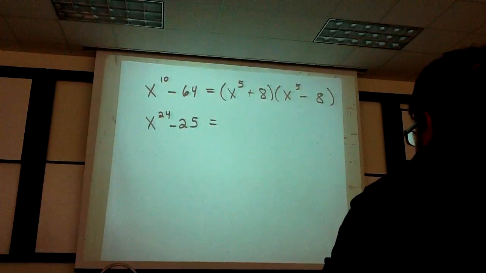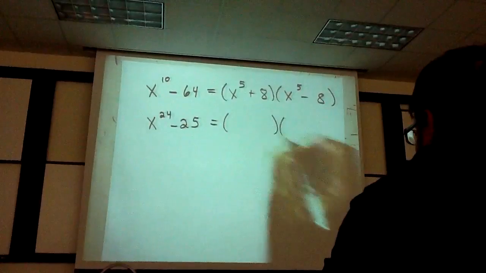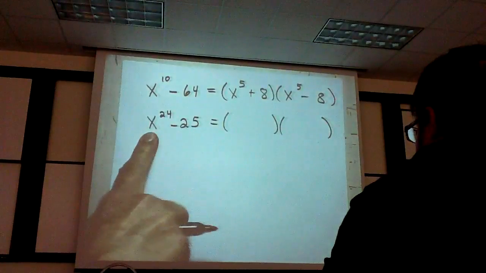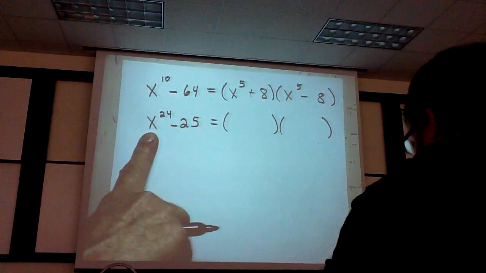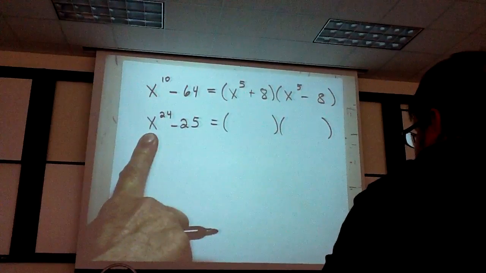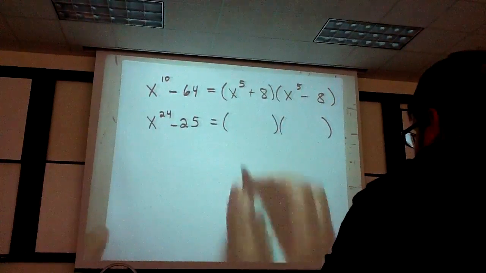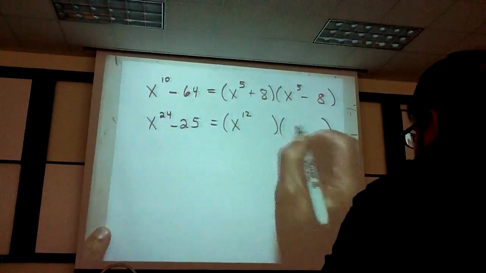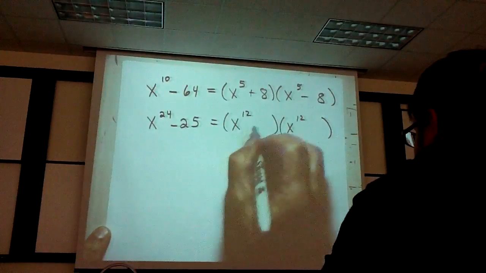Is that the difference of two squares? Yes. I heard more yeses than no's this time. If it's the difference of two squares, then you can tell me what the square root of this is. What is it? X to the 12th. It sure is. X to the 12th times x to the 12th gives me x to the 24th. What in the world do you know? And plus or minus 5.